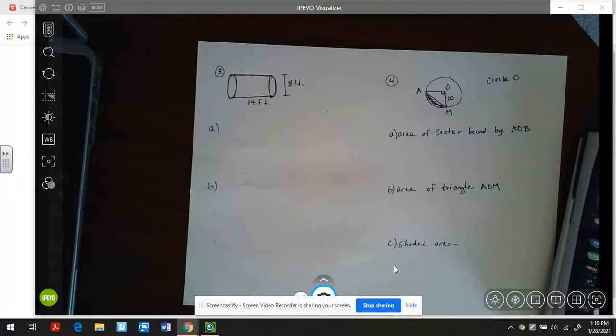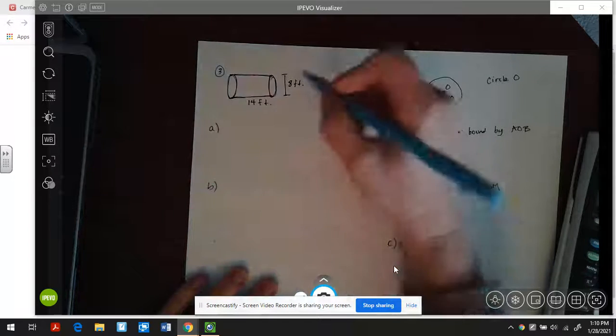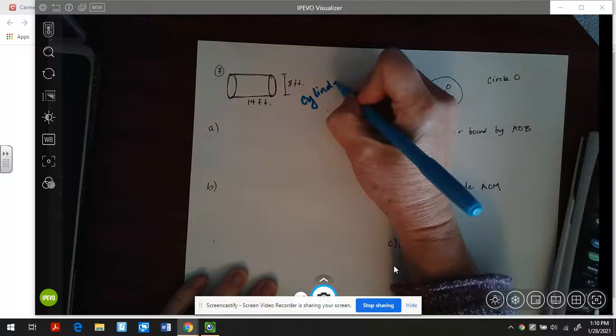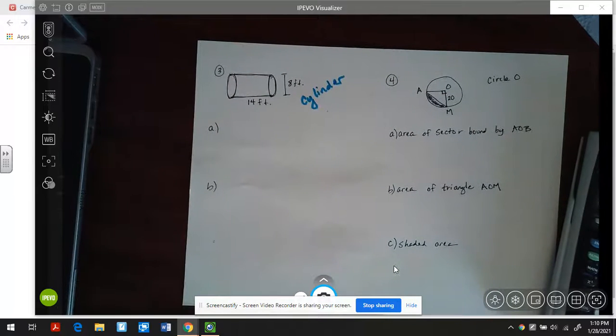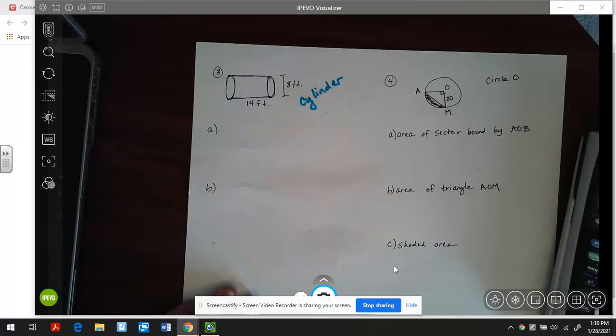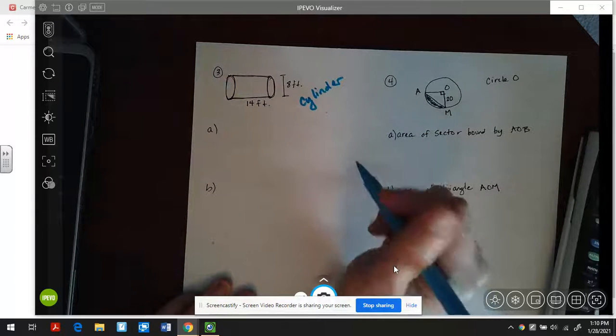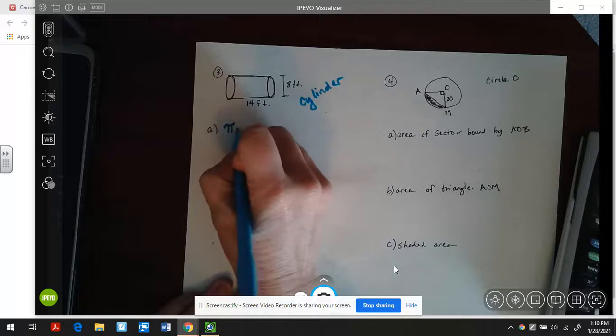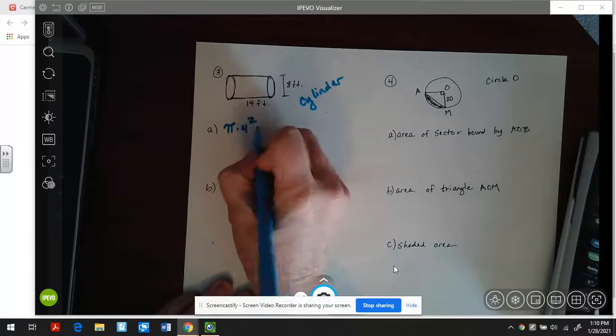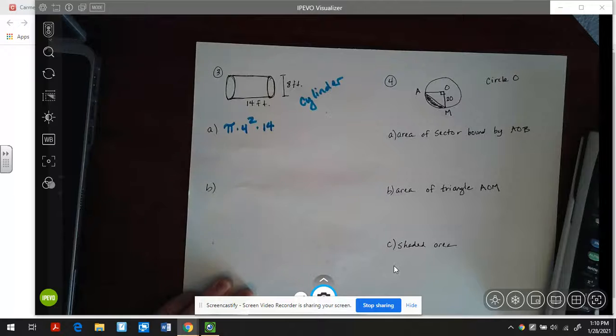Please look at number 3 and choose which solid this is. So this solid is a cylinder. Now please use the formula and find the volume of the cylinder in terms of pi. The formula for the volume of a cylinder is pi times radius squared times height of the cylinder.